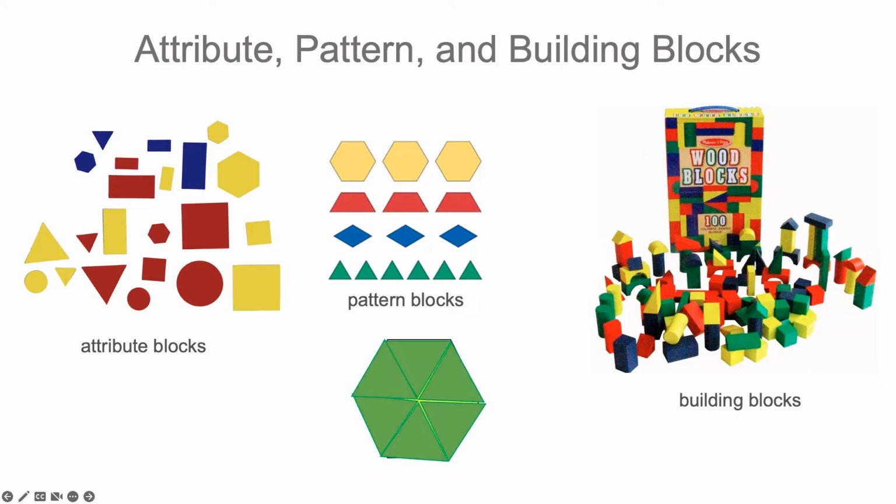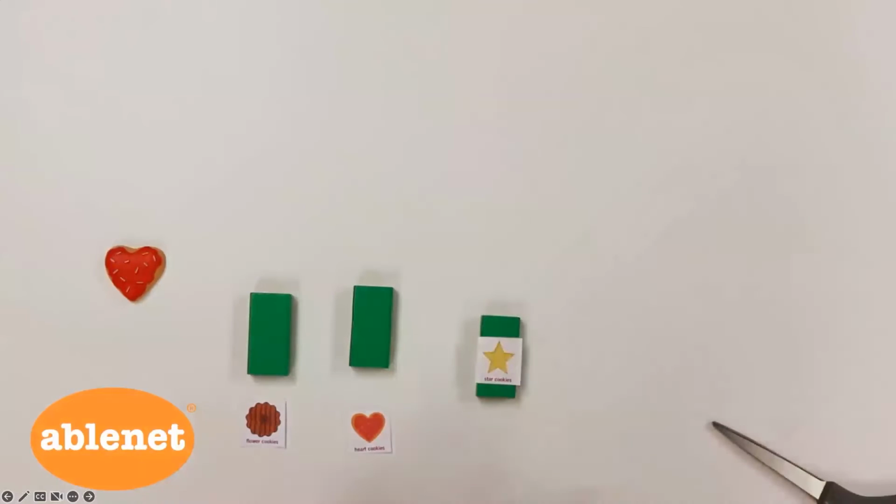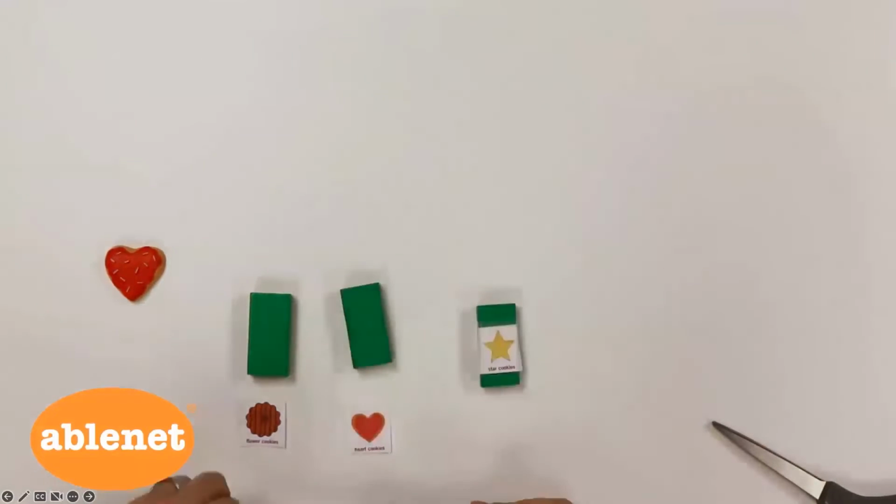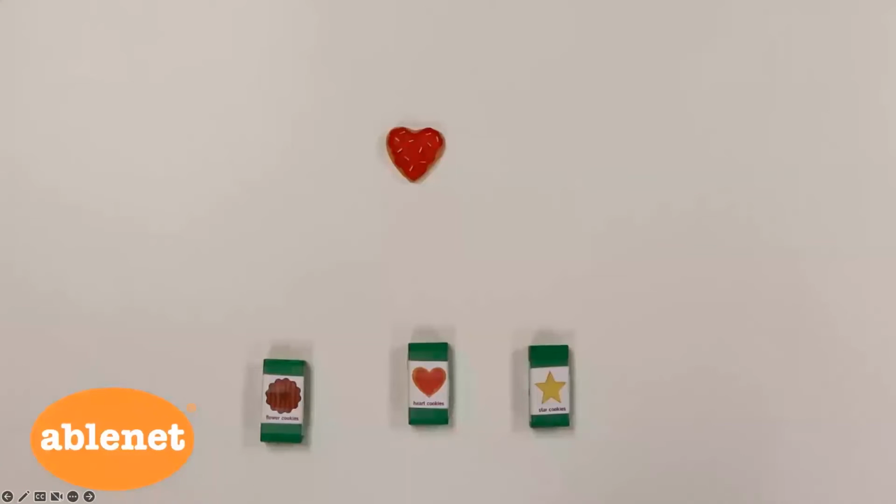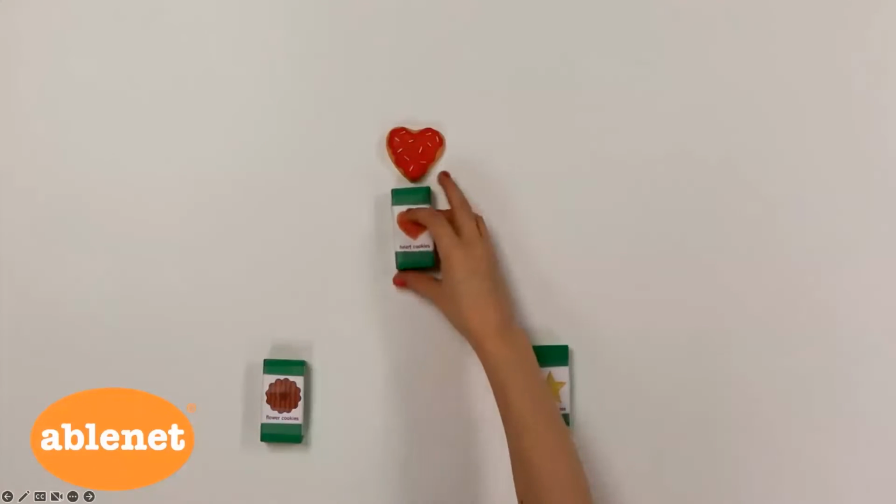Now, there is a set of 20 cubes within the building block set, which should be removed and stored separately, as they are used in many other lessons, including counting and with the 4 operations. The wooden blocks can also be used as an adaptation for students who need support when using paper pick symbols.